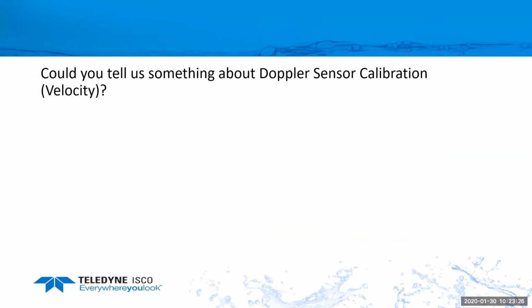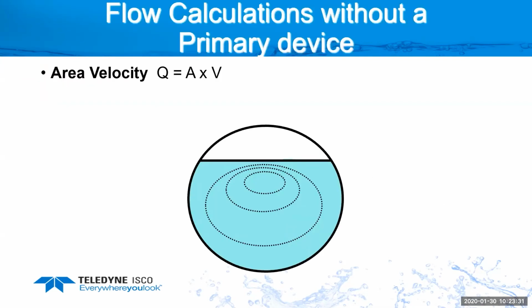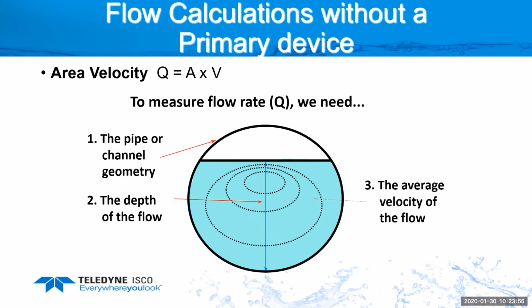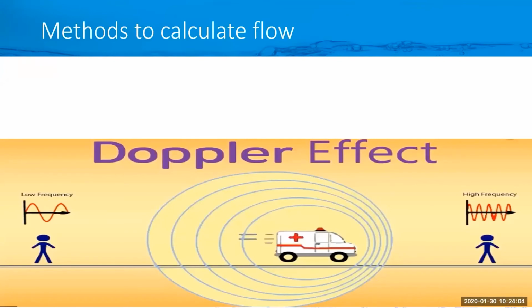Another question was, could you tell us something about Doppler sensor calibration? So first, when using an area velocity sensor, the formula is area times velocity to get our flow. So what do we need? We need a level. We need to know what the pipe geometry is, so we need to know that it's a round pipe or rectangular or elliptical. We need to measure the water depth. When we know the water depth, we can calculate what the wetted cross-sectional area is in that pipe. And next, we need the average velocity. When we have the average velocity and the wetted area, we can now calculate the flow rate.